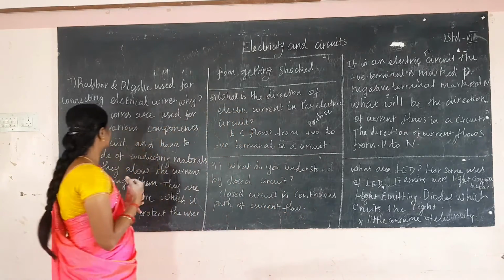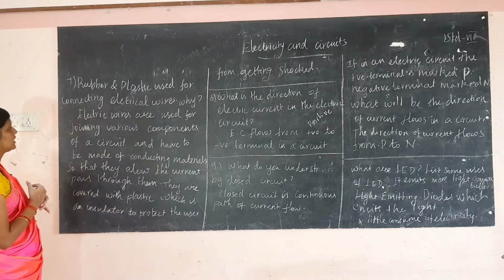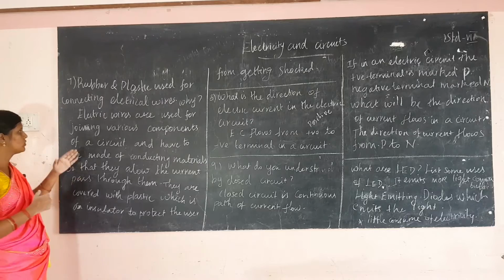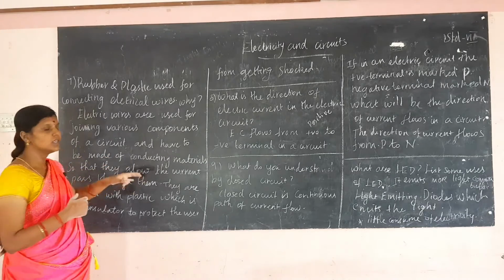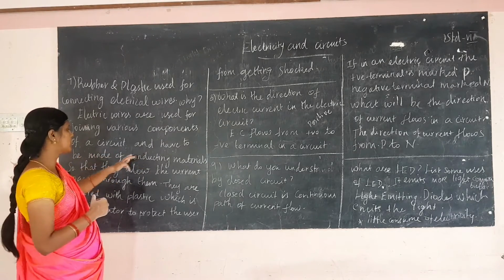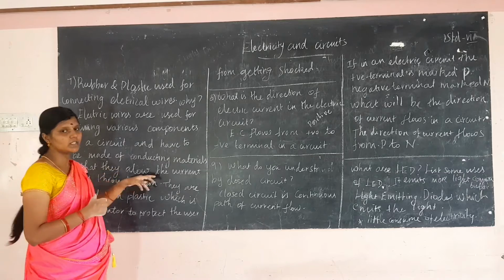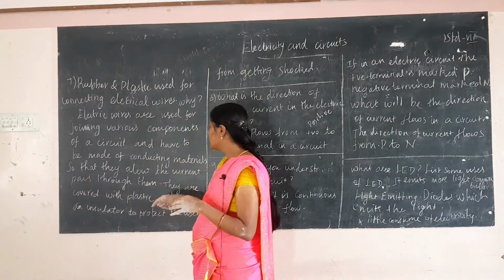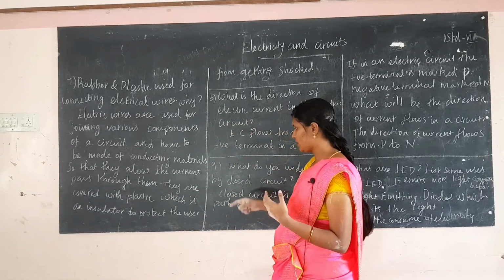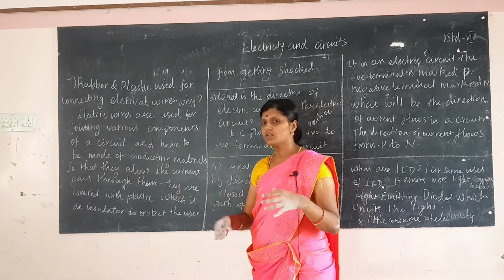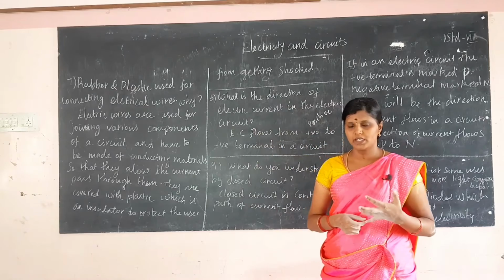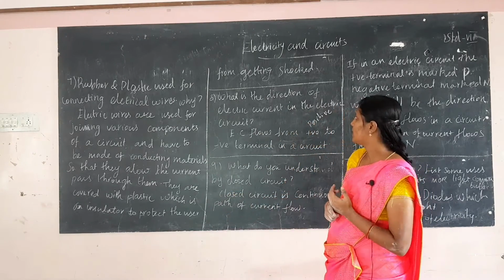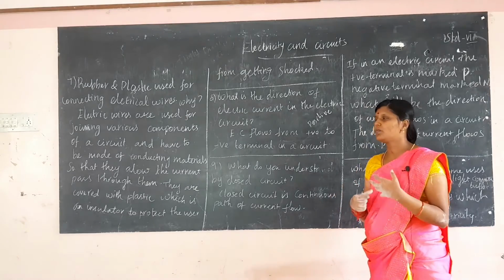The first question: why are rubber and plastic used for covering electrical wires? Electrical wires are used for joining various components. These components are made up of conducting materials so that they allow the current to pass through them. They are covered with plastic, which acts as an insulator, so that the user is protected from getting shock.